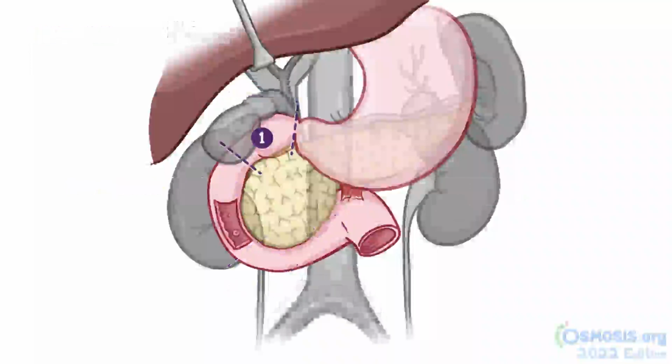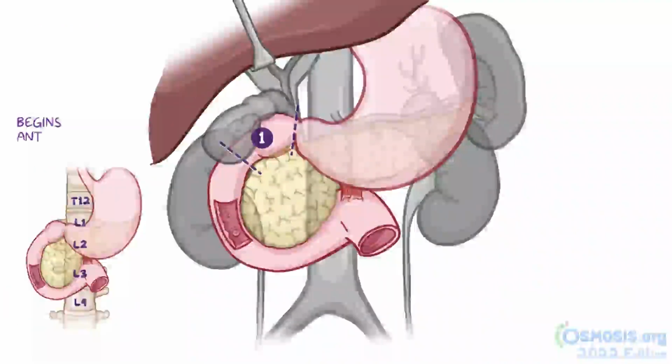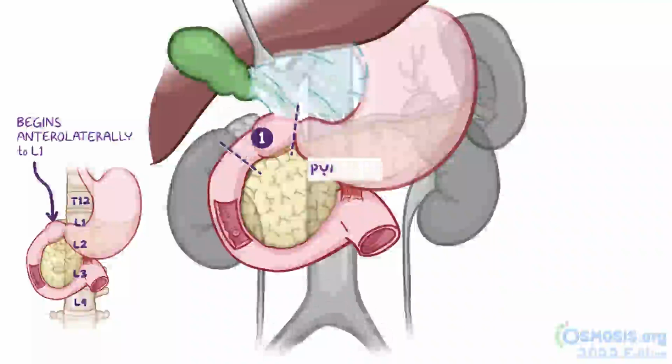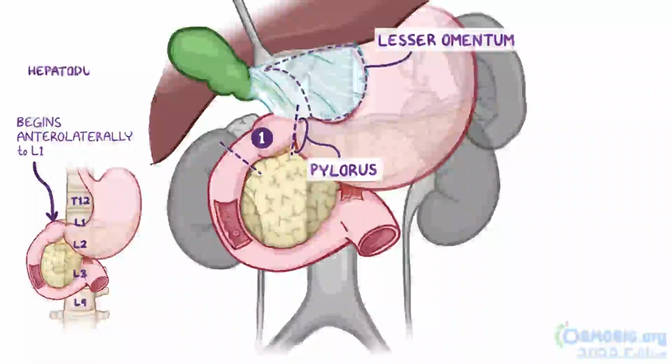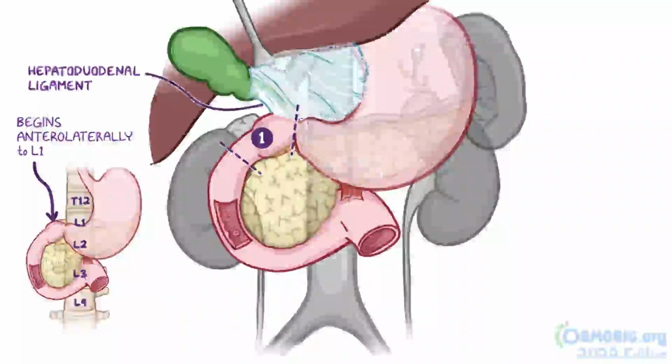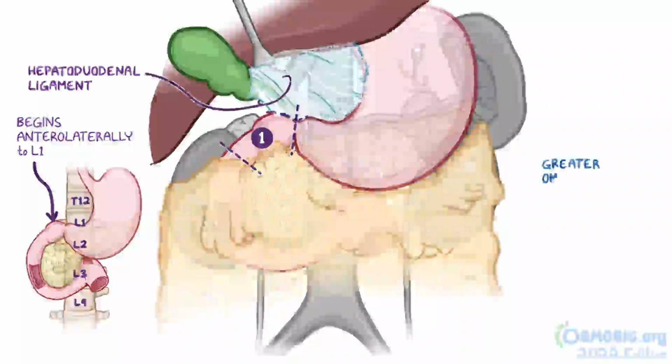The first part lies in the transverse plane and begins anterolaterally to the right of the L1 vertebral body, continuing to the pylorus. The proximal portion of the first part has a segment of the lesser omentum called the hepatoduodenal ligament attached to its superior surface, and the greater omentum attached to the inferior surface.